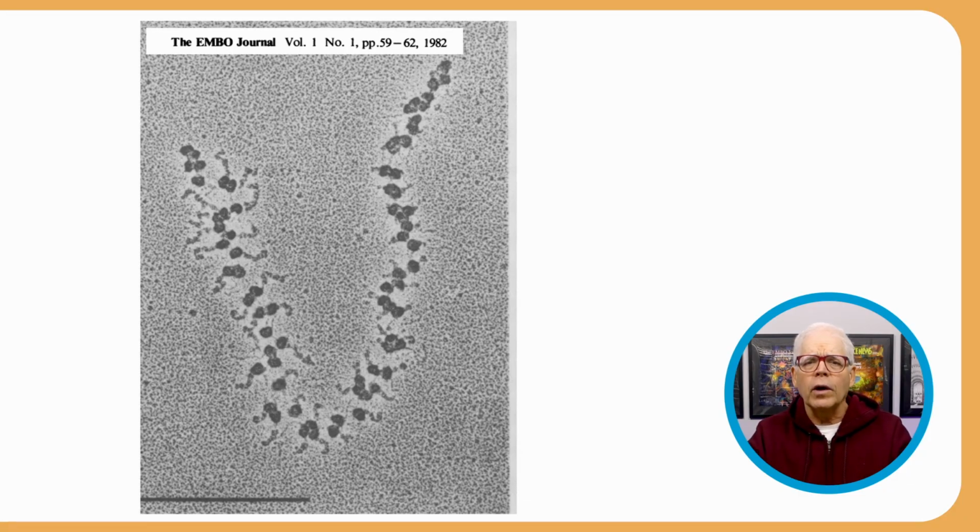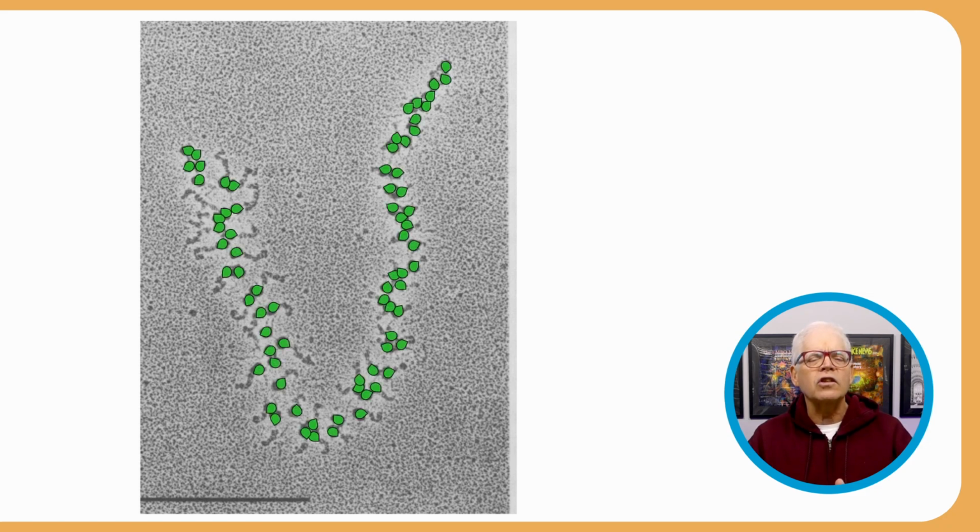We uncovered a classic paper published in 1982 that showed a polysome isolated from a small fly called a midge. Let me explain what's going on in this interesting electron micrograph. We are looking at a polysome chain. The black blobs are ribosomes. I'll label them green so you can see them easier. The ribosomes are moving along a chain of mRNA.